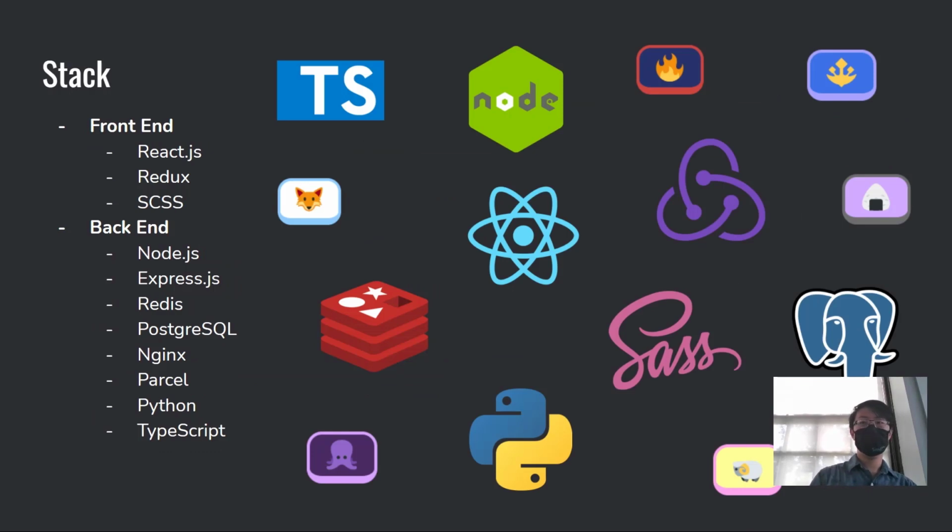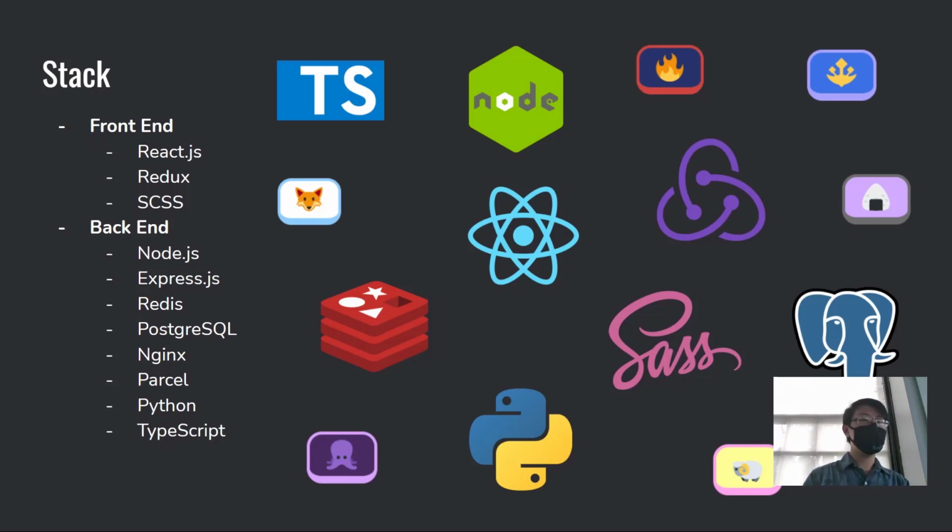So the stack, this is how the website is built. On the front end, it's just a basic React app. So we use React.js for the components, Redux for communicating with the server and storing the website state, and everything is styled with SCSS. The front end is also written in TypeScript, as well as the back end, which is written in TypeScript using Node.js and Express.js for the web server.